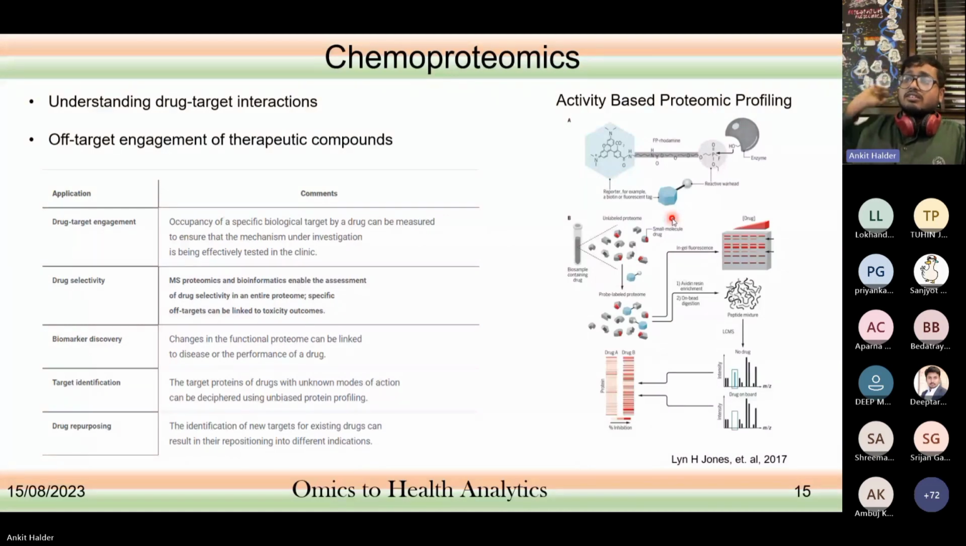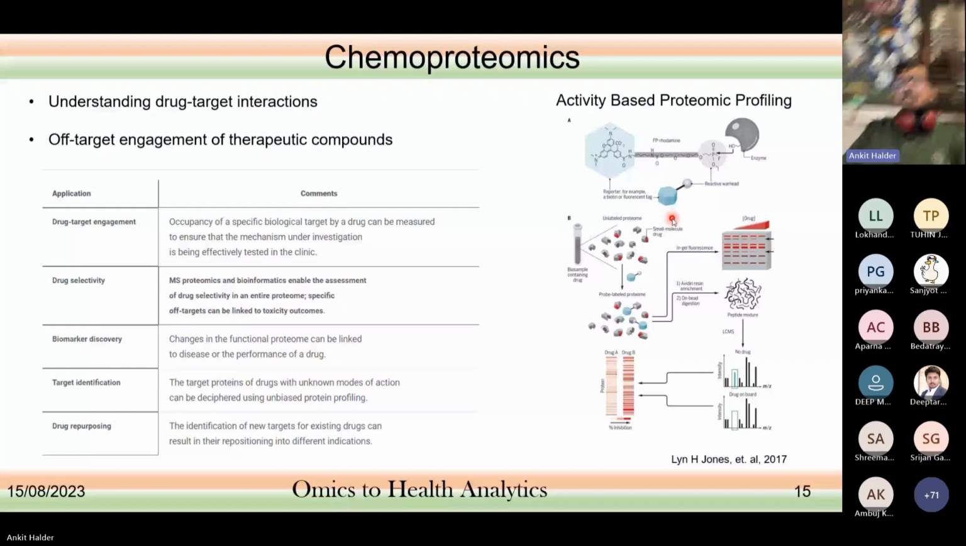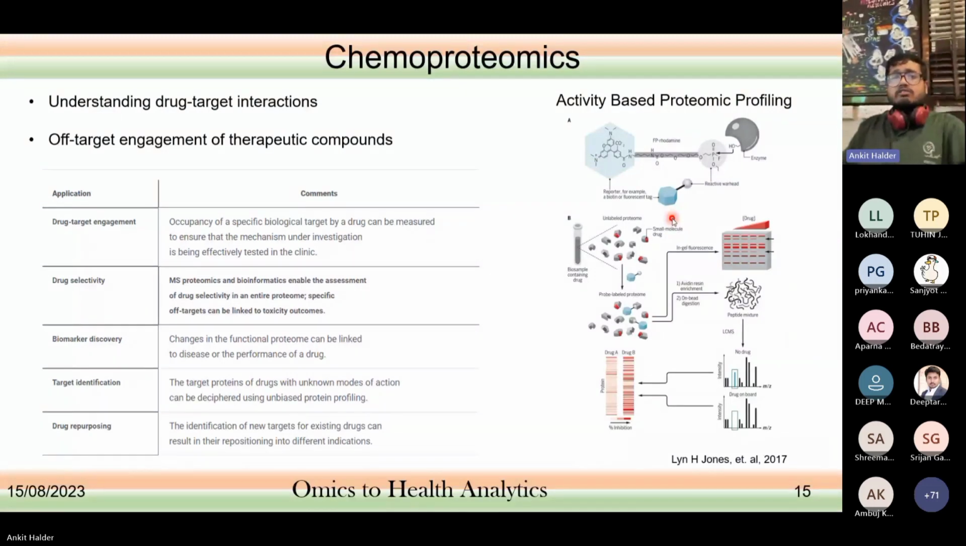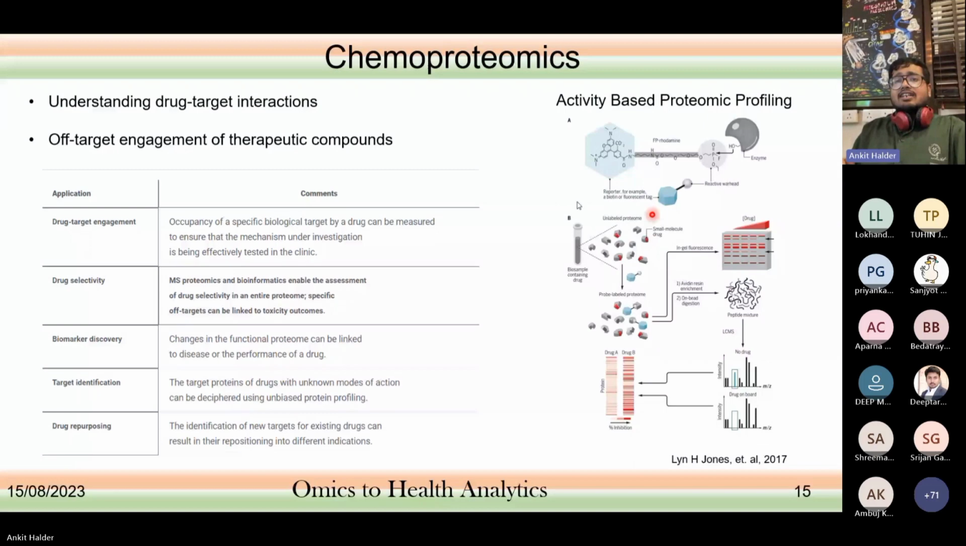So this is called activity based enzyme proteomic profiling, also for different kinases and enzymes, by binding with ATPs and so on, to find out what those effects are. There are also numerous technologies which don't change the protein's structure and nature, and can help you understand this kind of thing in an in vivo way. So this is about target drug selectivity, how much across the entire proteome specific off targets can be linked to the toxicity outcome.